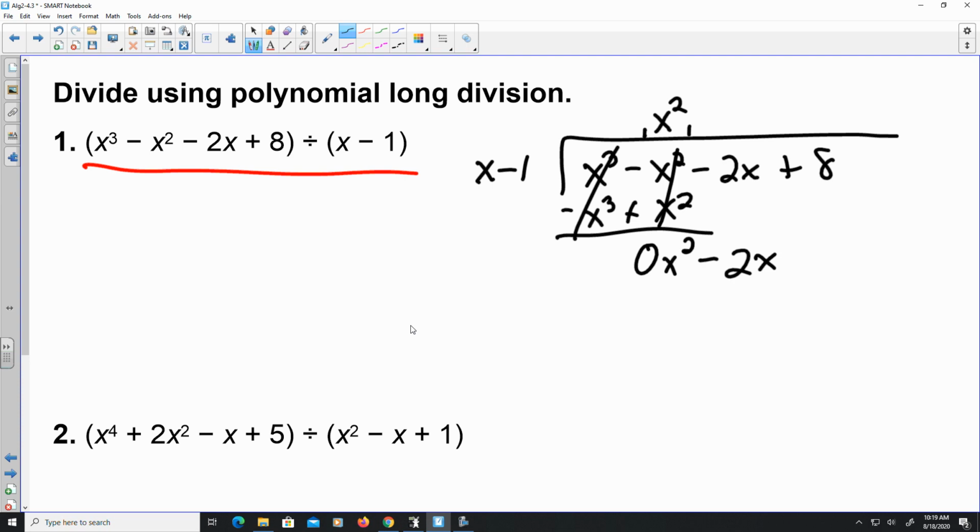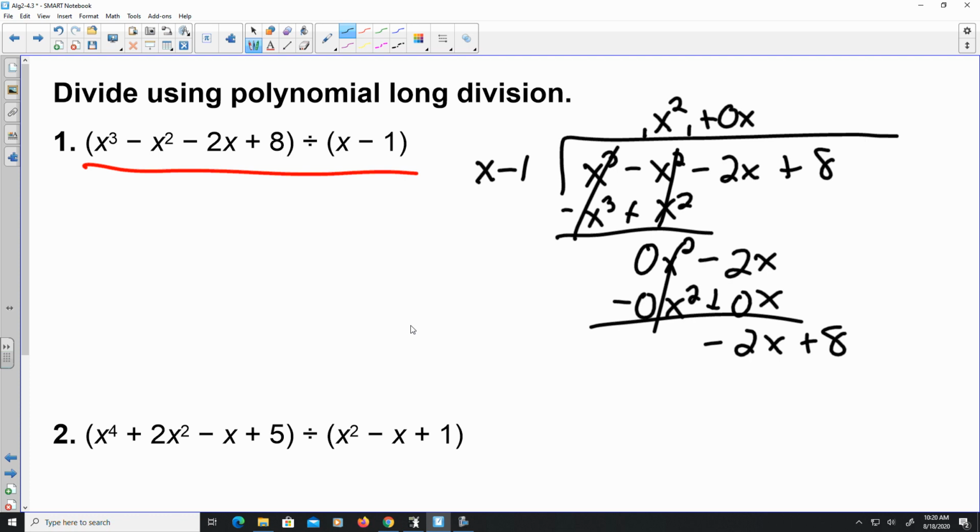So with that, this one here is going to be, what, plus 0x? So then 0x, so this becomes 0x squared. This becomes negative 0x. Change sign. This will cancel. This now becomes negative 2x. Drop down plus 8.